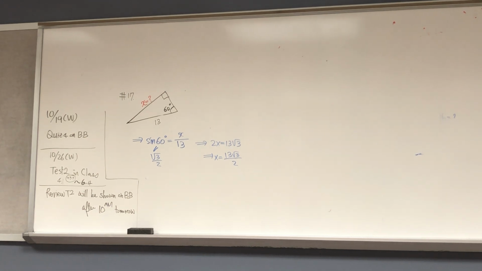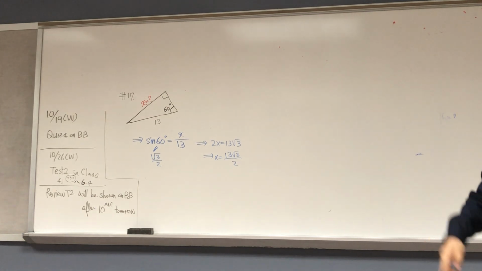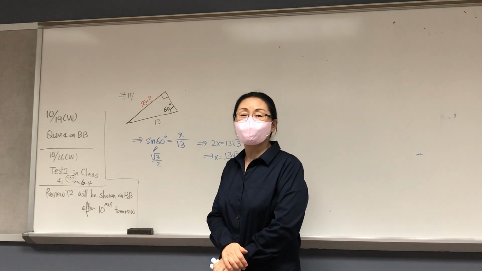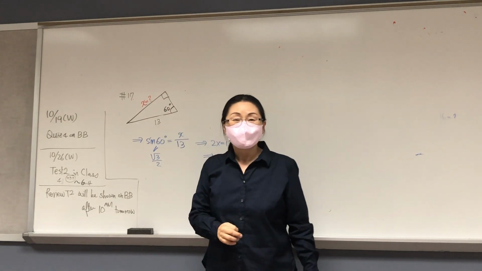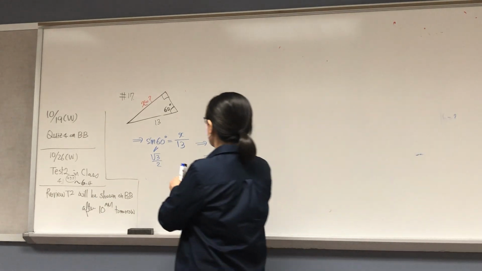And cosine 60 is 1/2. Cosine 60 is what? 1/2. Cosine 60 itself is 1/2. But I didn't ask this. Yeah, good, because you ask this.